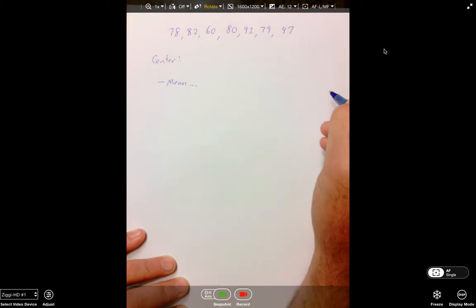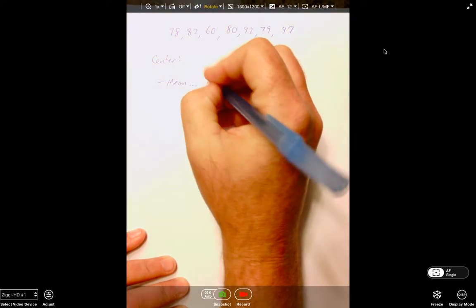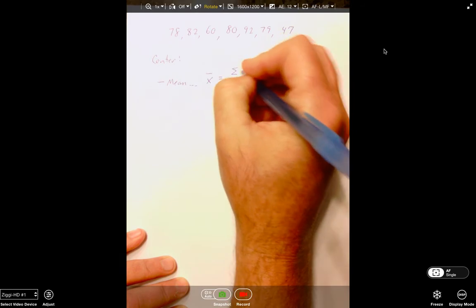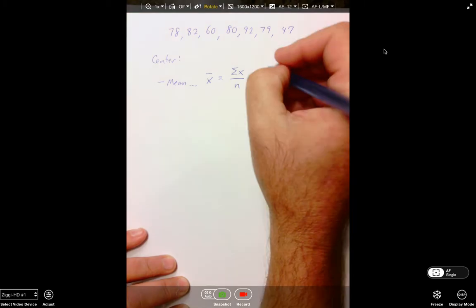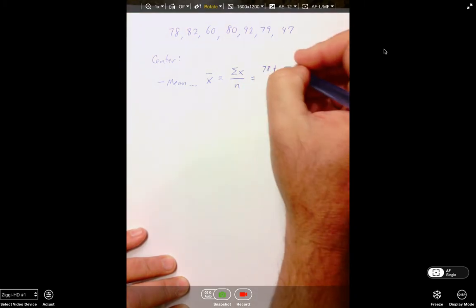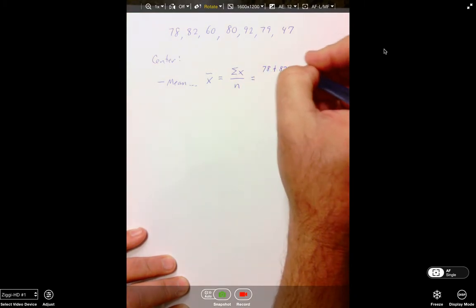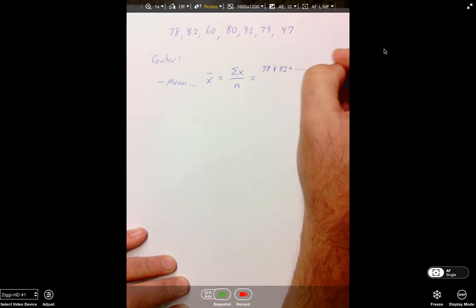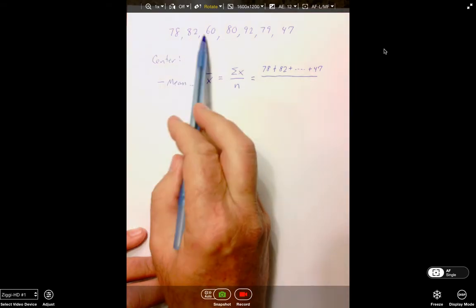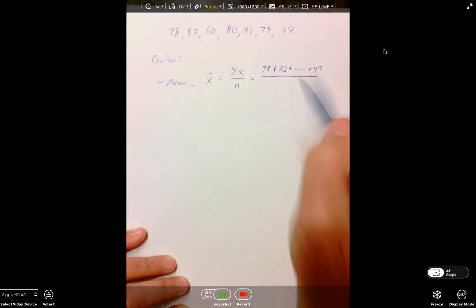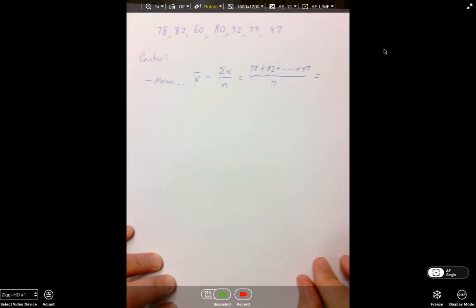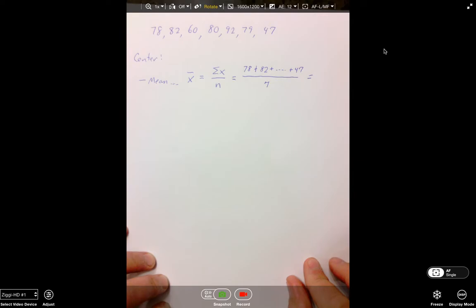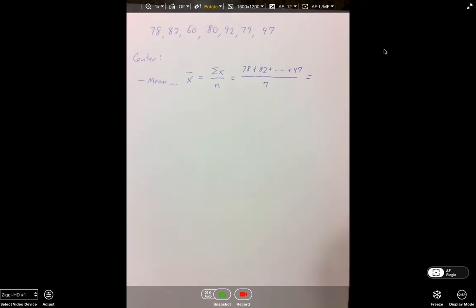And remember, from here on out, the mean is nothing but the average, and we find it by taking the sum of the scores divided by how many we have. So guys, what we want to do is we want to add 78 plus 82 all the way up to 47, and we have 1, 2, 3, 4, 5, 6, 7 scores. So we can put this in our calculator. Guys, my calculator's over on my desk, so hold on just a second.